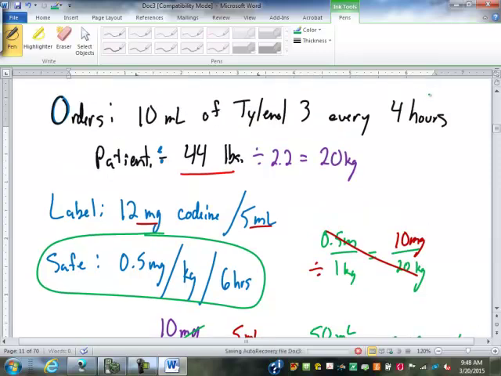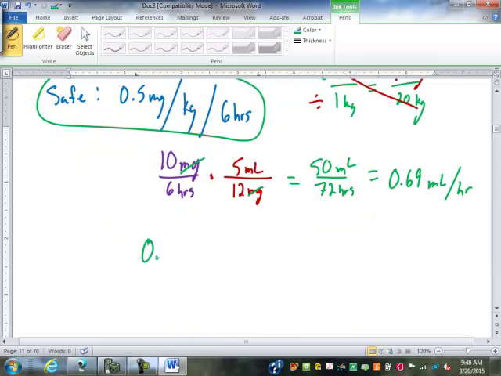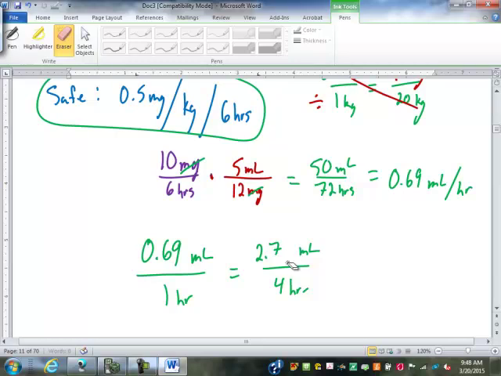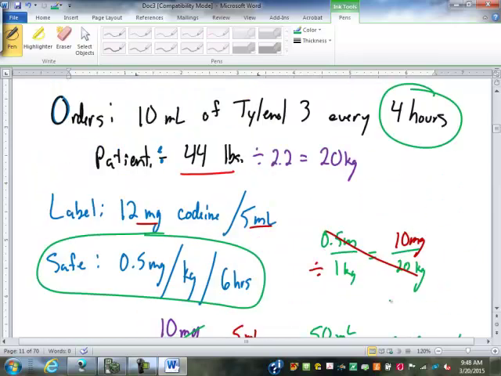Now the doctor's dose is every 4 hours. If this is 0.69 milliliters in 1 hour, we go back to a proportion to make it for 4 hours, which gives us 2.78 milliliters over 4 hours. What's that tell us? That 10 milliliters is going to overdose this patient on codeine.